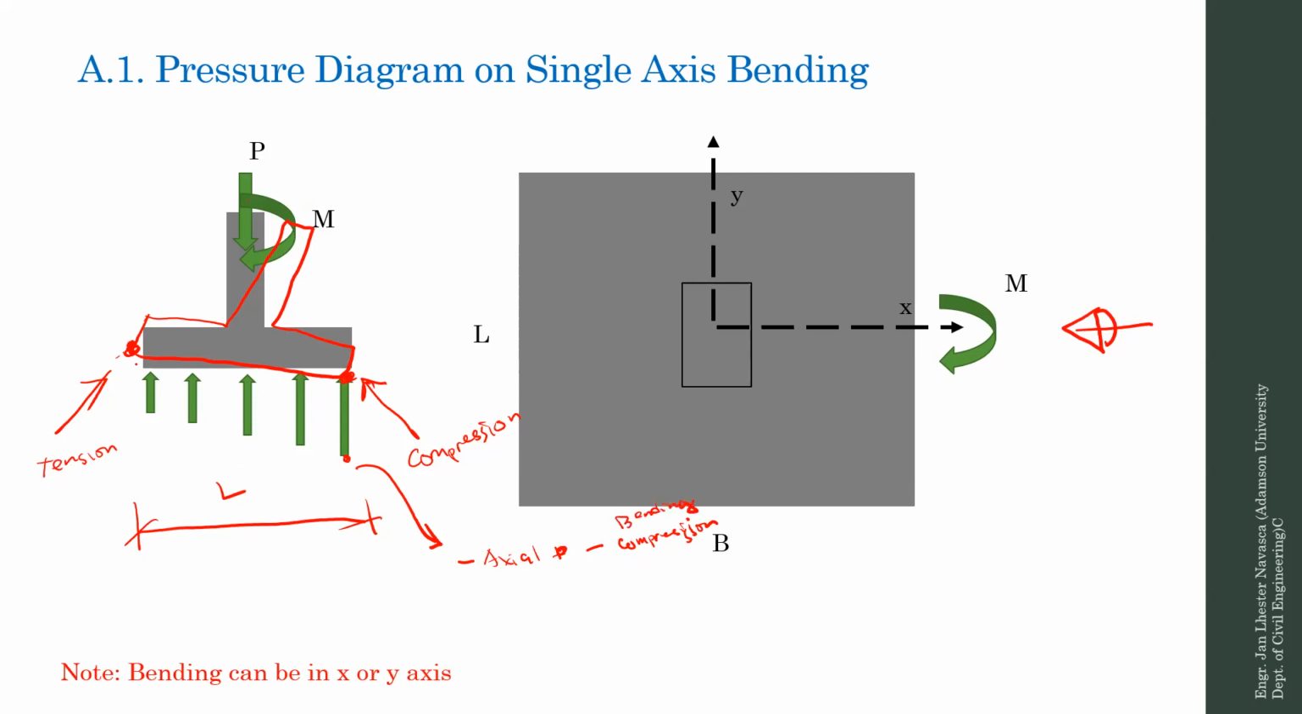Then this other part, which is lower, has a negative axial and a positive M over S, or the bending in tension. So if we write the equation, this part is negative P over B times L minus M over S, and this part is negative P over B times L plus M over S. Do you have questions, class?